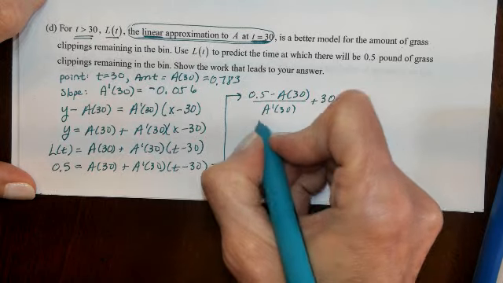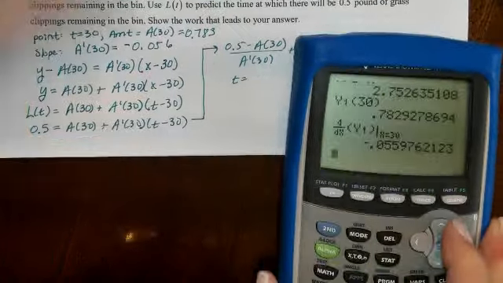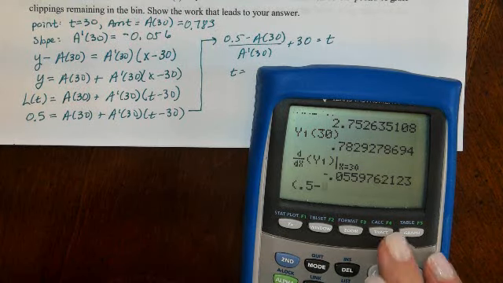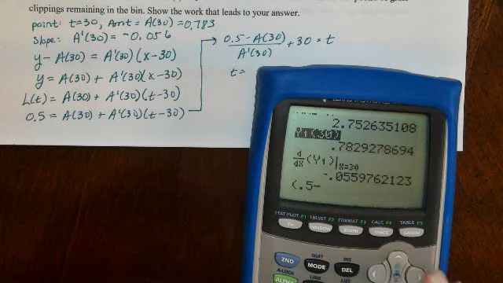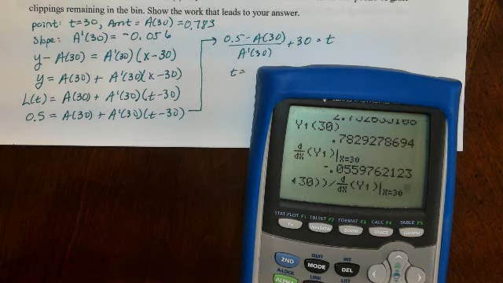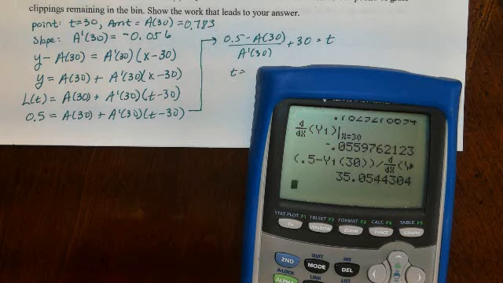And actually, let me go ahead and find out what that is. On top, we have 0.5 minus A of 30. A of 30 is right here, divided by A prime of 30. That's right there. And then I want to add 30. 35.054.